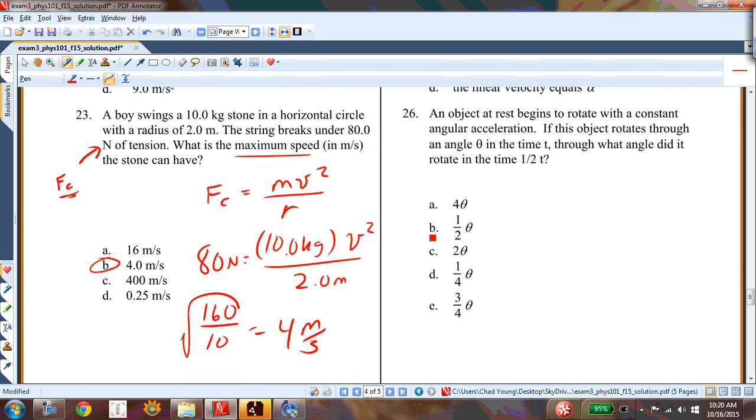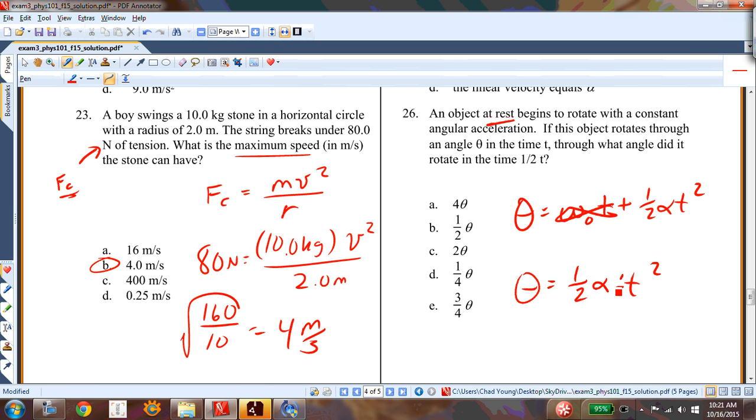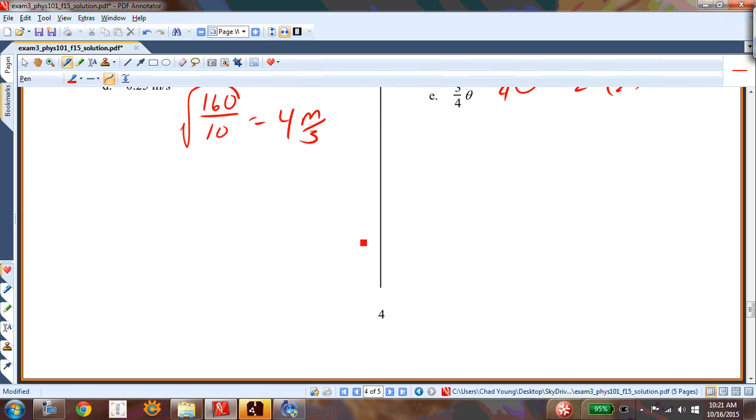An object at rest begins to rotate with a constant angular acceleration. If the object rotates through the angle theta in time t, what angle did it rotate in time half t? Okay, so theta equals omega naught t plus 1/2 alpha t squared, but it tells me that it's initially at rest, so I'm going to get rid of this term. So if it goes through theta in time t, what does it do in time half t? Well, since it's squared, it's going to go through a quarter theta. So D is the right answer there. All right.